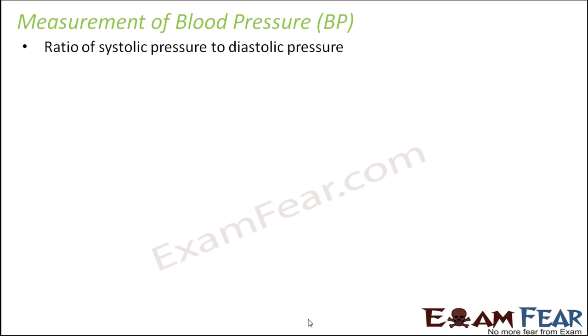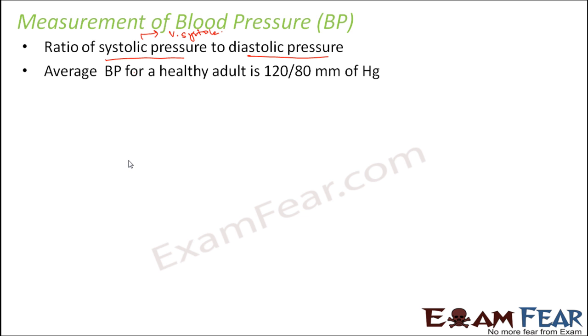Blood pressure is nothing but the ratio of systolic pressure to the diastolic pressure. So what is this systolic pressure we are talking about? This is the ventricular systole, because that is the pressure with which blood comes out of the ventricle.